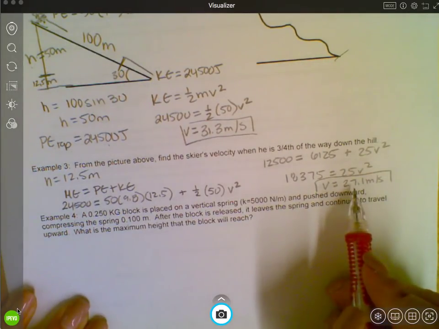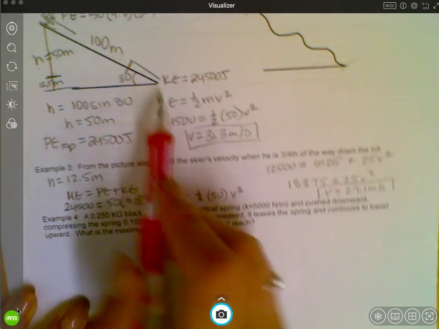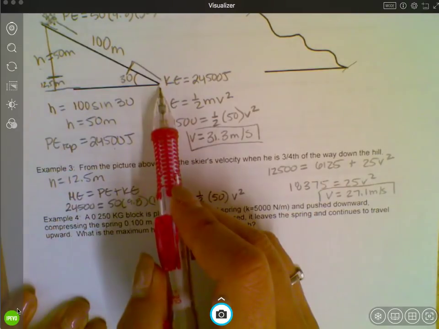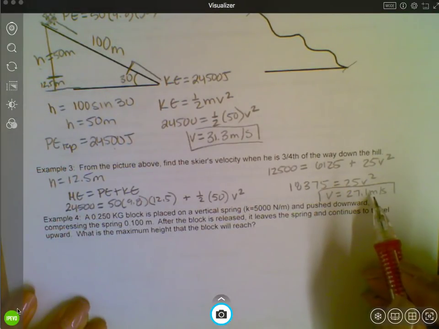Now it should be less than at the bottom because some of the energy is still potential. He's not all the way at the bottom, so not all the energy has transferred to kinetic. Some of it is still potential, so it should be less speed. Okay?